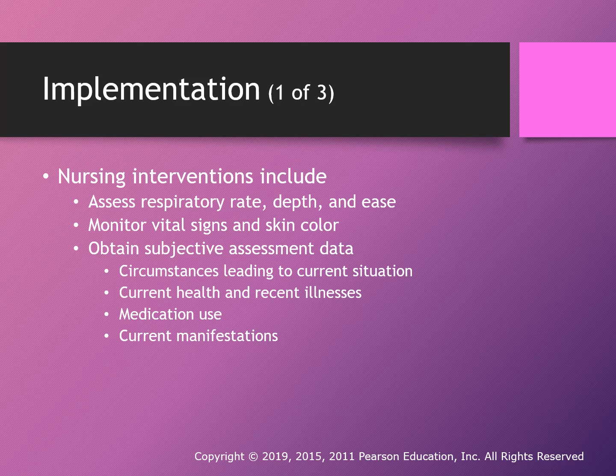So we want to assess the respiratory rate, the depth and the ease, monitor vital signs including the temperature and skin color, because we know if we're not breathing right, our skin color is going to change because of lack of perfusion and oxygenation. Assessment data can help identify the underlying cause, such as a fever or hypoxia.